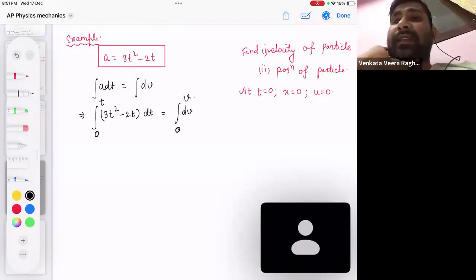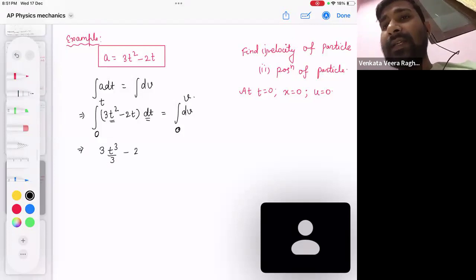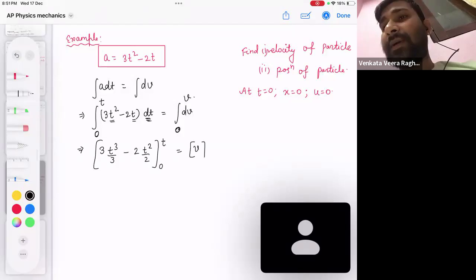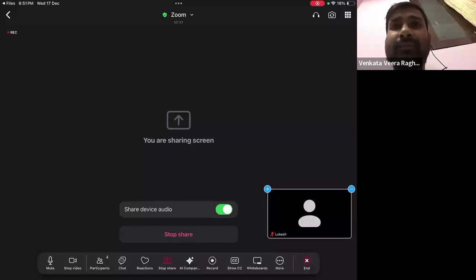Right? At t equal to 0, initially the velocity is 0, and at t equal to t, the velocity is something, v. Can we integrate it? Please tell me. So integral of 3t squared dt is t cube by 3, minus 2t dt, integral of t dt is t squared by 2, lower limit 0, upper limit t. And the dv integration is just v, with upper limit and lower limit kept in the equation, right?